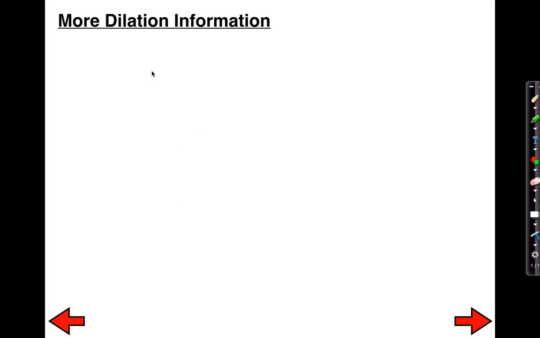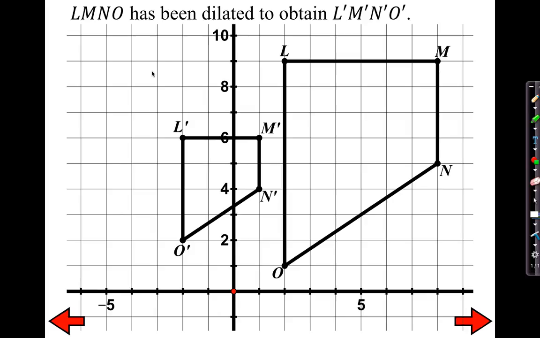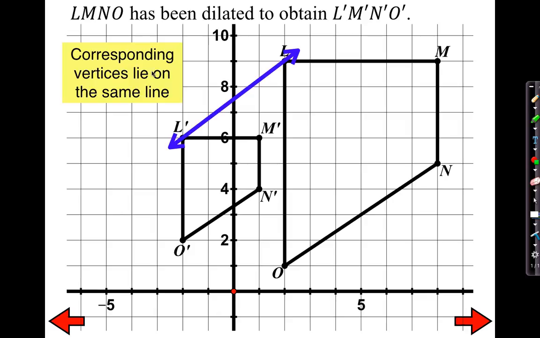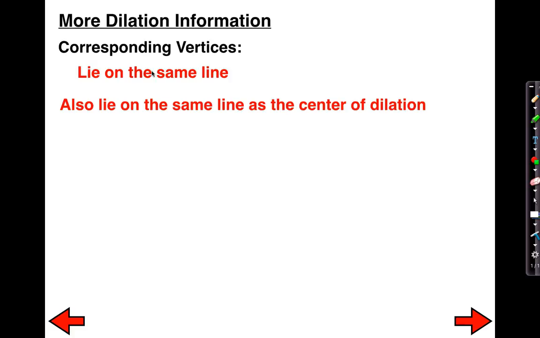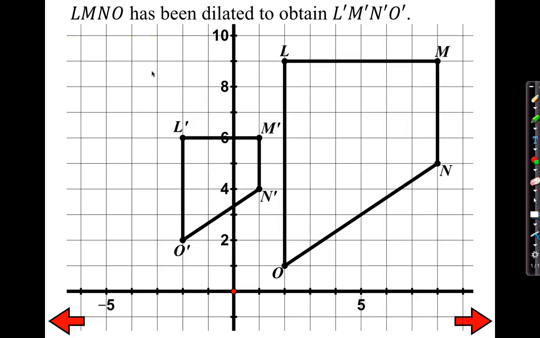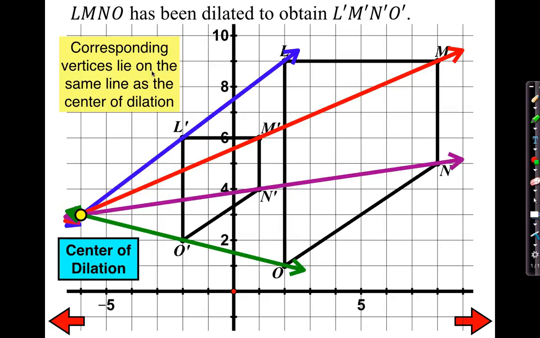So more dilation information. Corresponding vertices basically lie on the same line. So here if I were to connect L prime and L, okay, they're on the same line. M and M prime are on the same line, N and N prime are on the same line, and O and O prime are on the same line. They also lie on the same line as the center of dilation. So if I were to extend those lines, L and L prime, M and M prime, N and N prime, O and O prime, you'll see that they all touch in one point called the center of dilation.